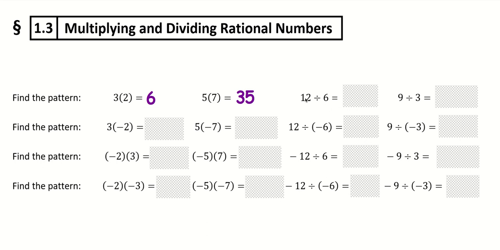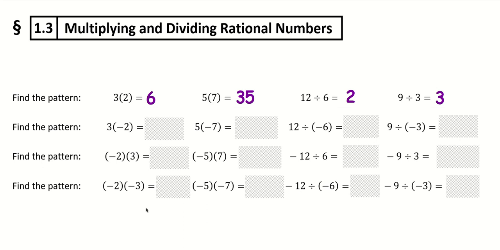35. And then division is sort of the opposite, I don't want to use that word too sparingly or willy-nilly, but division is the reverse, or the opposite, of multiplication. So it's 12 divided by 6, 2, and 9 divided by 3, 3.